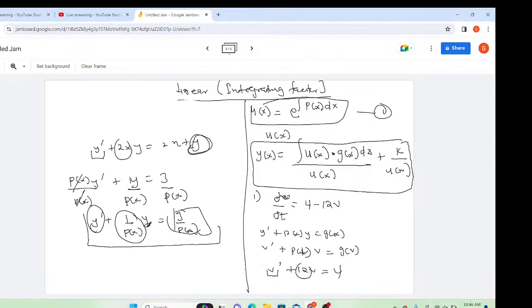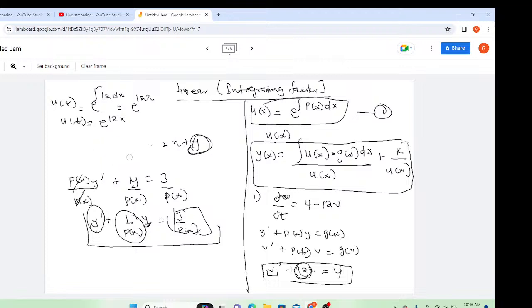So you can see that this is in the linear form. Now we have to define our integrating factor, u of t, because our independent variable is now t. So u of t is equal to exponential integral p. Now this is our p, so it is the integral of 12 dx. When you integrate this, you get exponential 12x. So this is our integrating factor: u of t is exponential 12x.